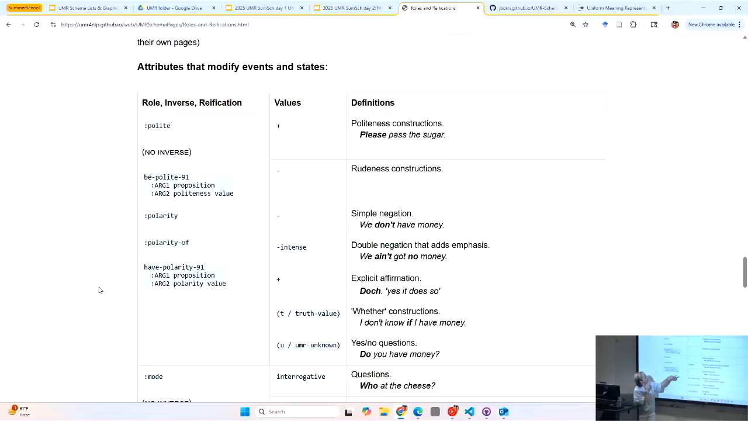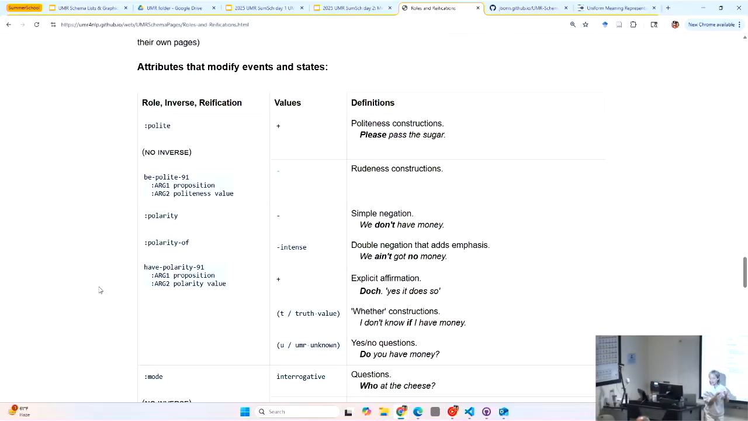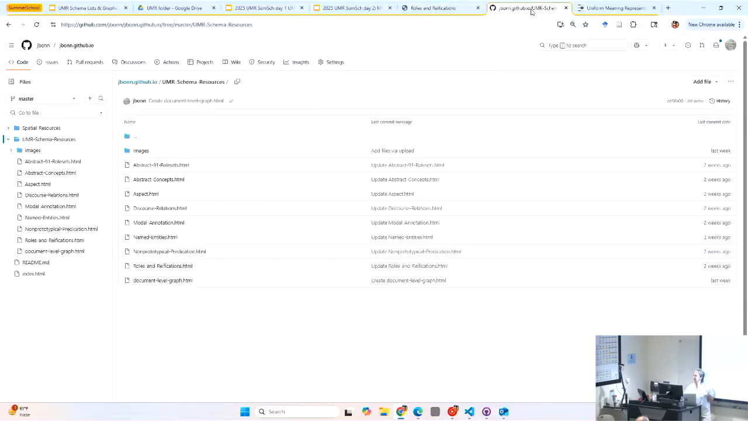Polarity is an interesting one because it can take these symbols or it can take these concepts. So truth value, this would be for weather constructions. I don't know if I have any money. The graph would be, no, the pop-ups don't work. Maybe you should just update. No, you know what? Okay, here, I'm going to try this one.